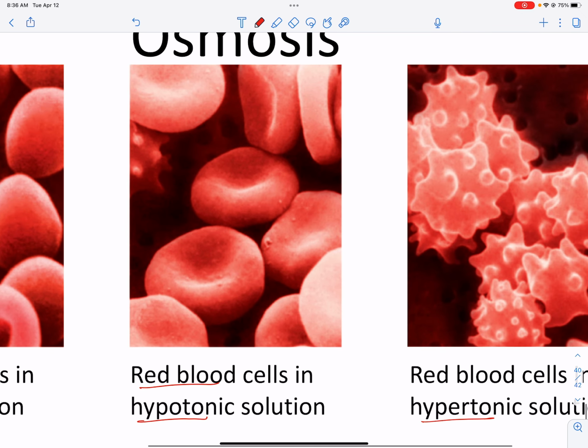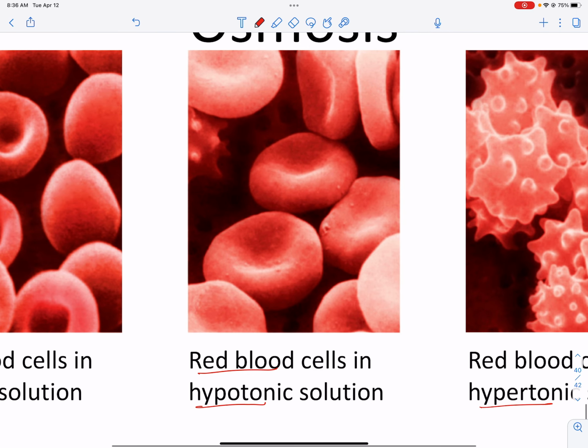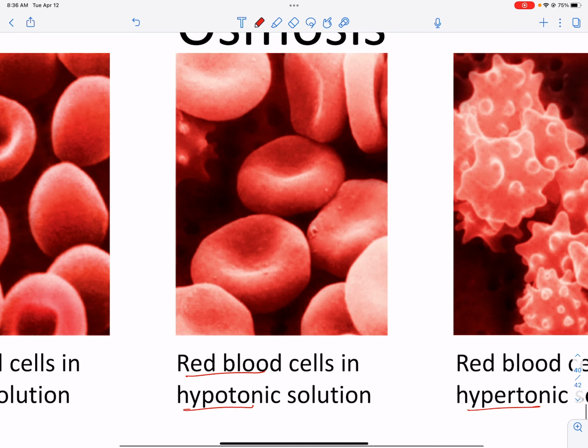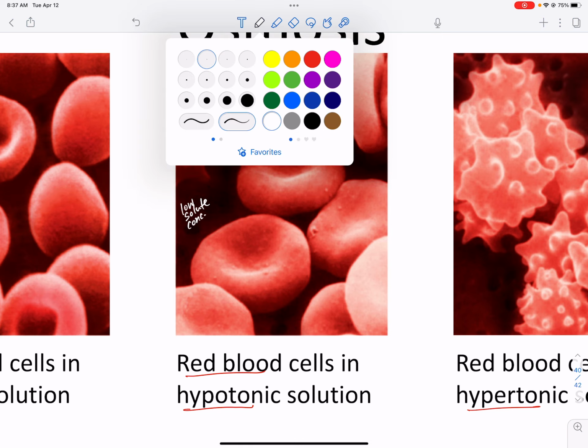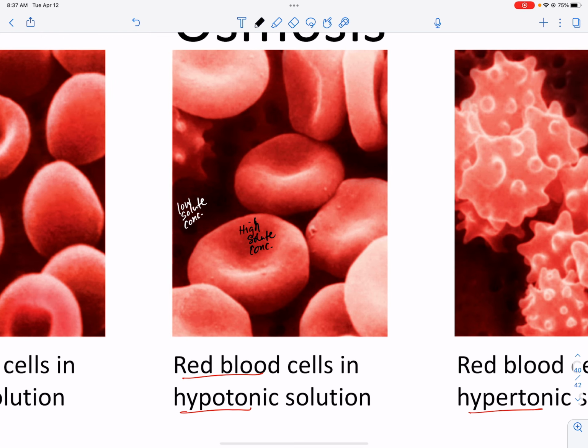But they look different in the hypotonic solution. They look swollen, okay, way more puffy than the ones on the left here. And why is that? I always have to change the color of my pen because red won't work on this picture. But I'm going to draw on this picture, and you should too. So for a hypotonic solution, what does that mean? That means the solution outside of these cells has a low solute concentration. And that means inside the cells we have high solute concentration.